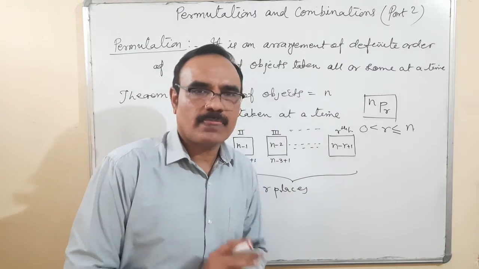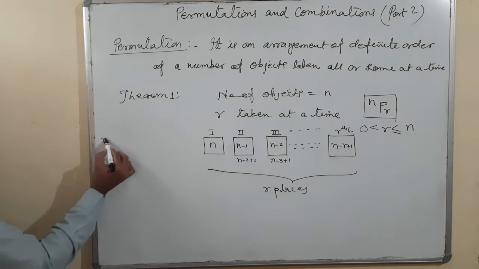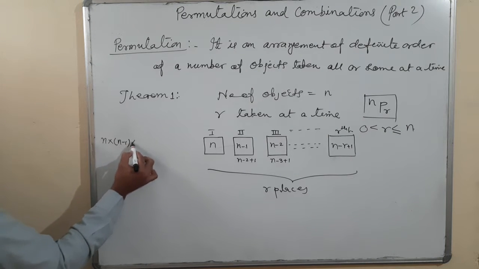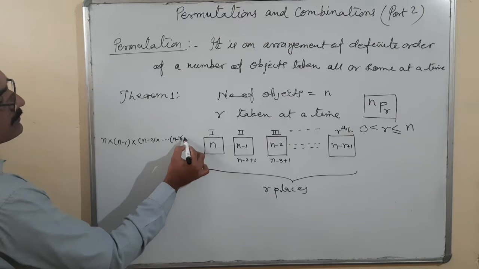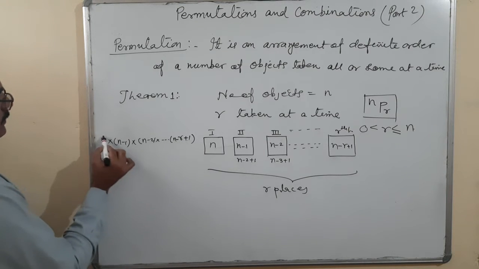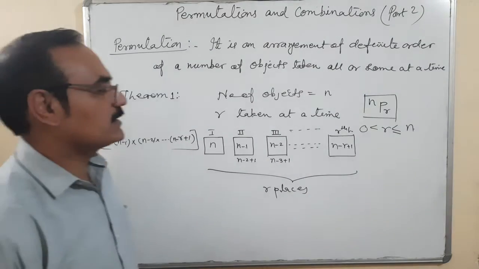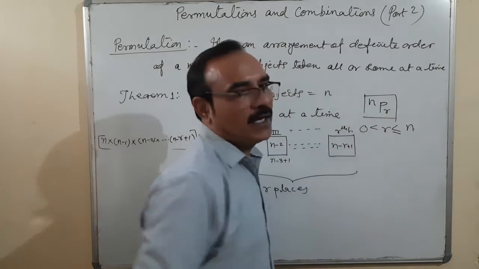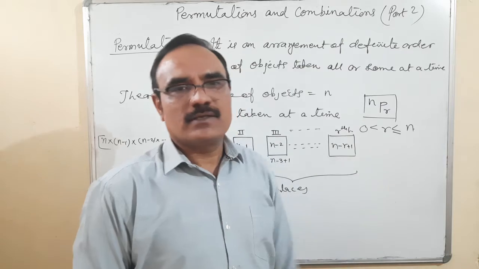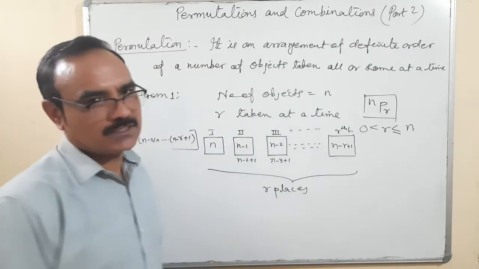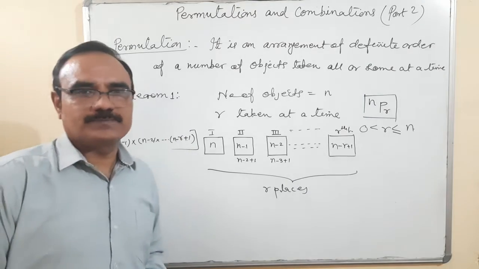Is that okay? Right. So when we multiply all these terms, n multiplied by n minus 1 multiplied by n minus 2, up to n minus r plus 1, this multiplication result can be written in the form of nPr. That means from the n objects, r objects are to be arranged in r places. So this is the theorem: n into n minus 1 into n minus 2 into ... into n minus r plus 1. Is it okay?